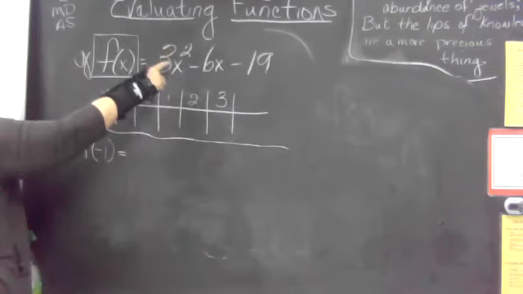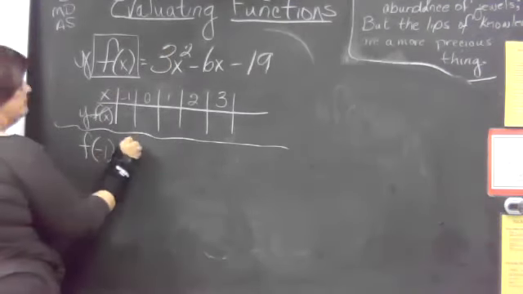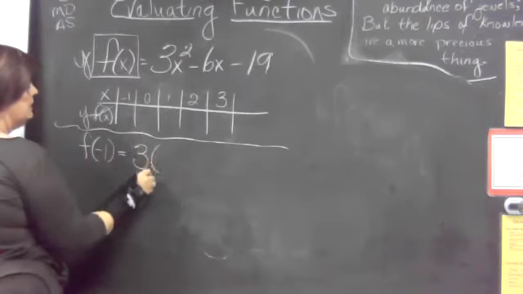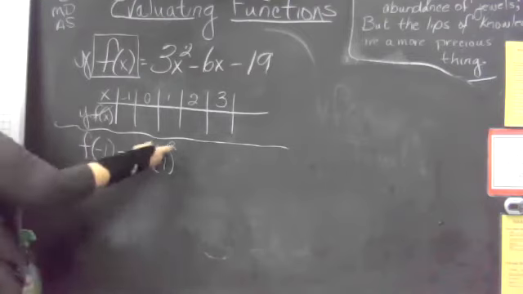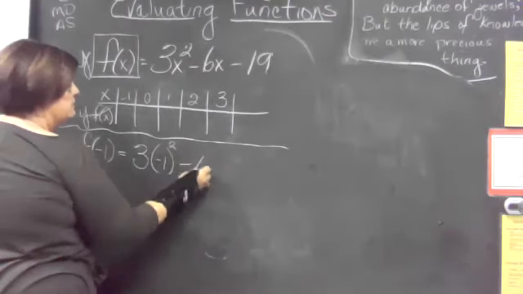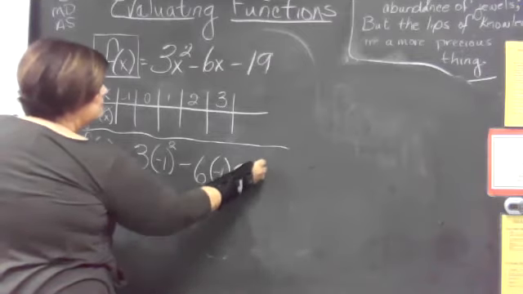So I'm going to write this down, but every time I get to an x, I'm going to substitute -1. So I write down the 3, here's an x, and squared. The squared goes on the outside. Minus 6 times -1 minus 19.